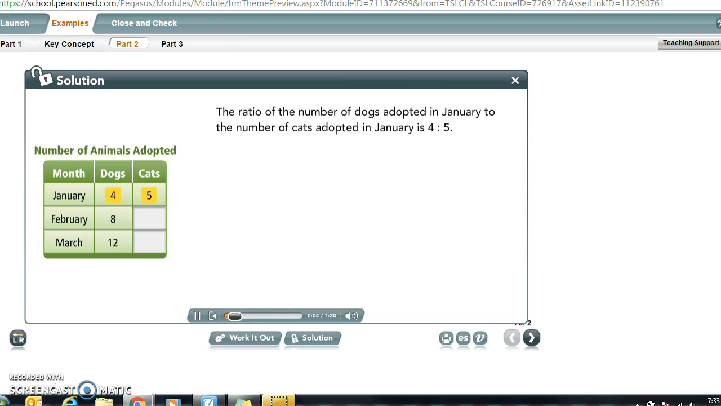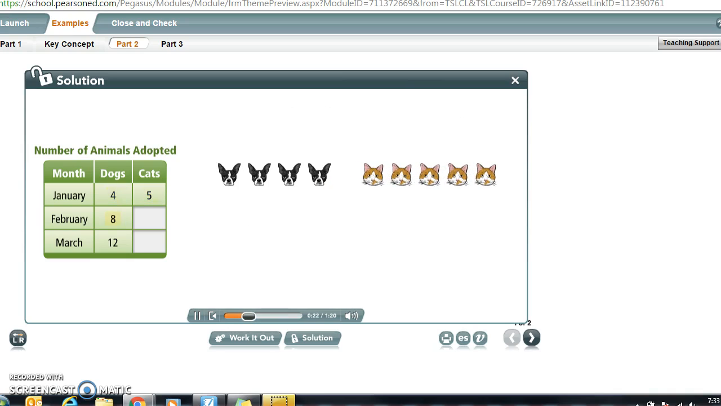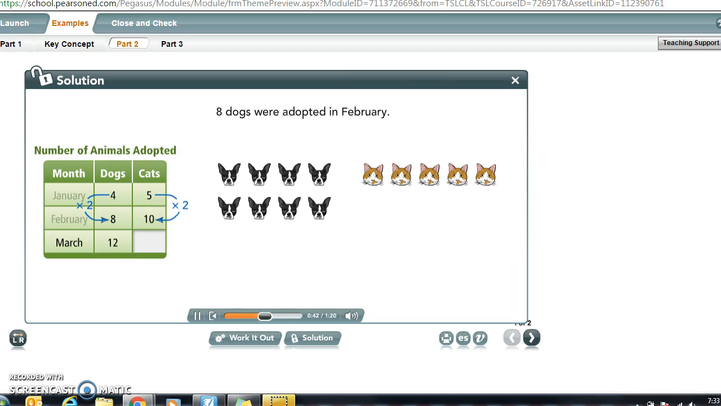The ratio of the number of dogs adopted in January to the number of cats adopted in January is 4 to 5. You can represent this using a model. Eight dogs were adopted in February. Use the information that all the ratios are equivalent to find the number of cats adopted in February. 4 times 2 equals 8. So, multiply 5 times 2. 10 cats were adopted in February.